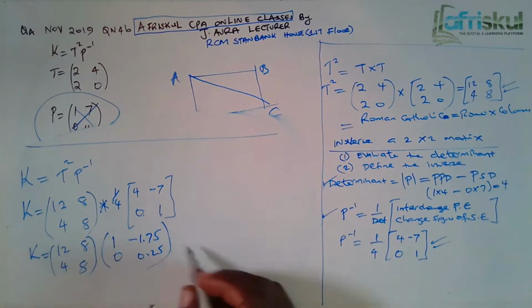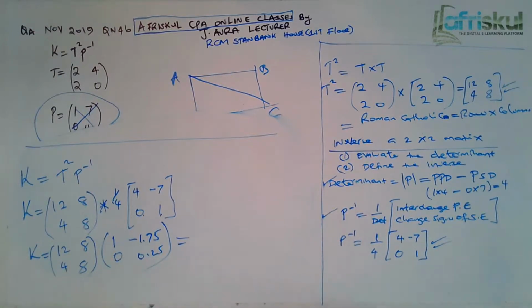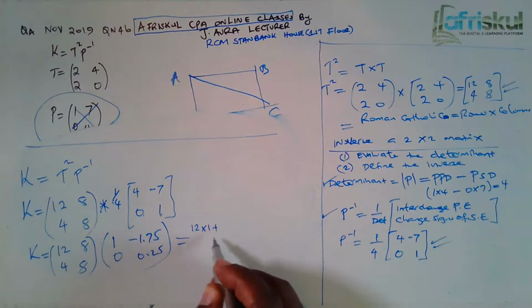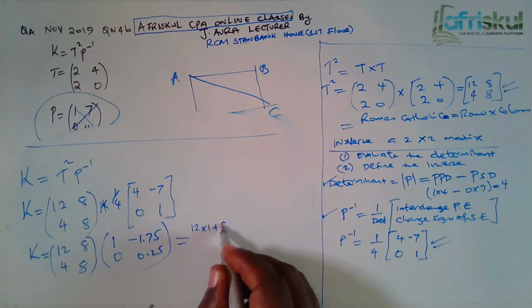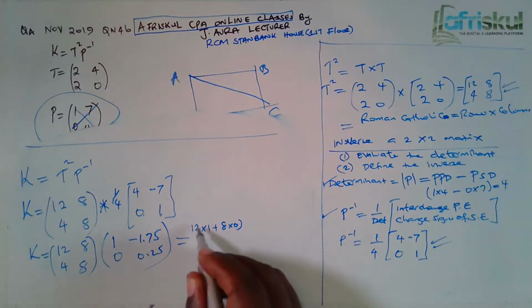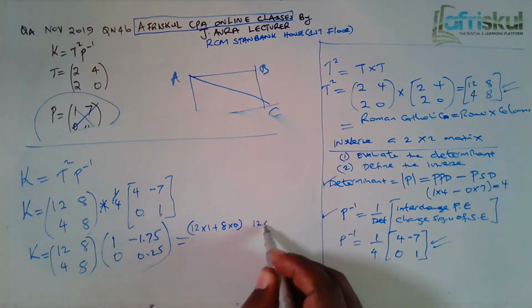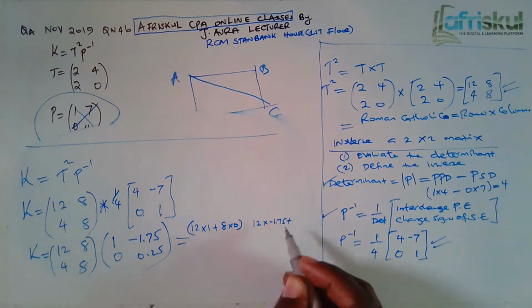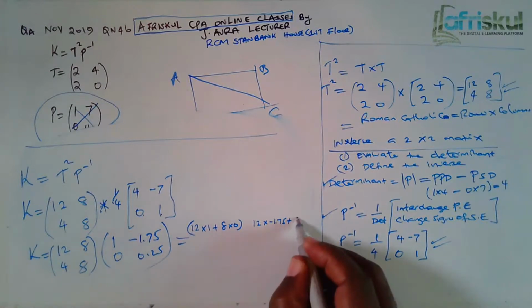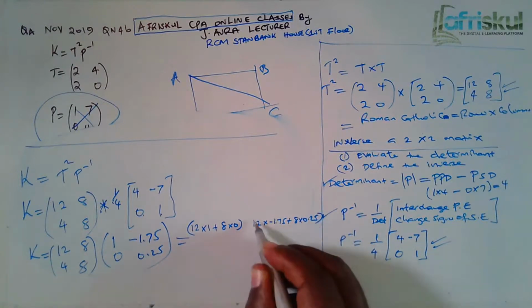Now I have got my two matrices here to multiply. How do I multiply them? Remember, it is Roman Catholic: a row multiplies a column. So row 1 by column 1: first one's multiplied, that will be 12 times 1, plus second one's multiplied, which will be 8 times 0. From there, this row is going to multiply the second column: 12 times -1.75 plus 8 by 0.25.